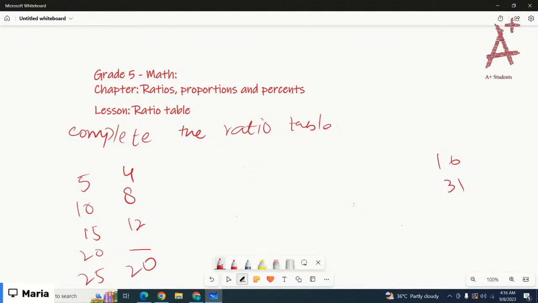Just look at the first ratio, 5 over 4. And then the ratio is 20 divided by the missing value, right? Just look, 5 times what number is 20? 5 times 4 is 20. So you have to multiply the denominator by 4 as well. So 4 times 4 is 16. The missing value is 16, isn't it?